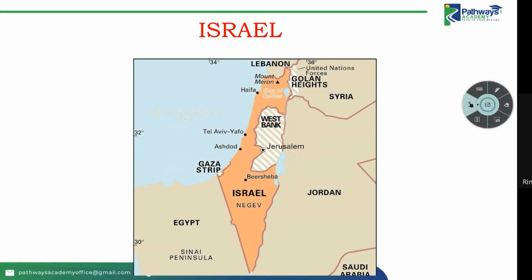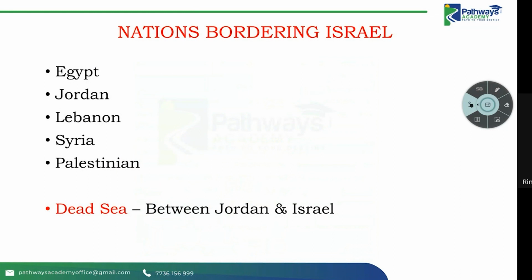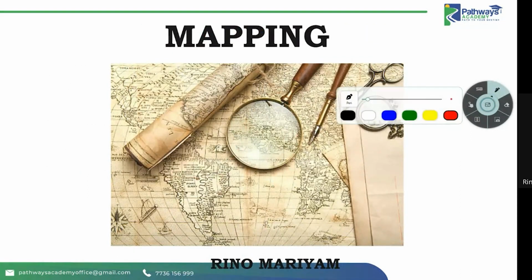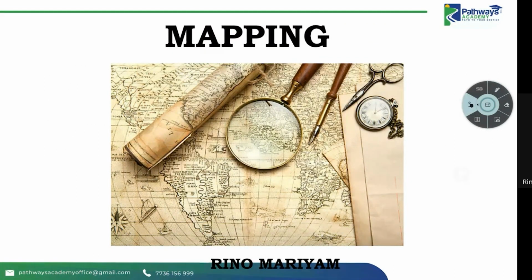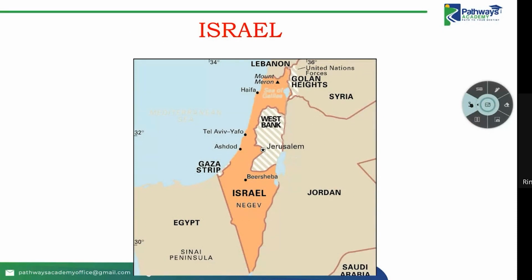Then the Gaza Strip. The Gaza Strip shares the border with the Mediterranean Sea. The West Bank shares border with the Jordan River and the Dead Sea. Please note it down: the Sea of Galilee does not border the West Bank.